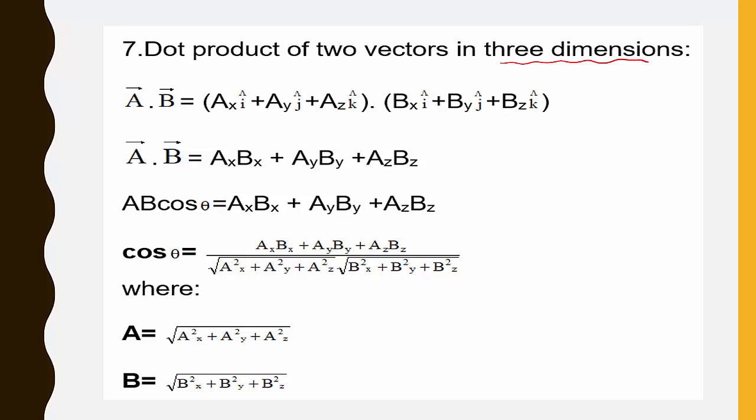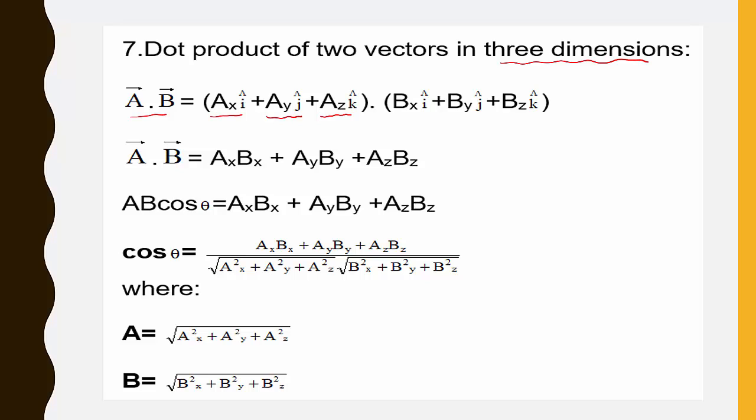How to write the dot product of two vectors in 3 dimensions? I am going to take vector A dot vector B is equal to, how to represent here? Ax i cap plus Ay j cap plus Az k cap. This is the representation of vector A in 3 dimensions. Dot, then vector B, it is going to be represented again in 3 dimensions. So Bx means the magnitude of vector B along the x-axis, By the magnitude of vector B along the y-axis, similarly for the z-axis. And i cap, j cap and k cap represent its direction. So we can write Bx i cap plus By j cap plus Bz k cap.